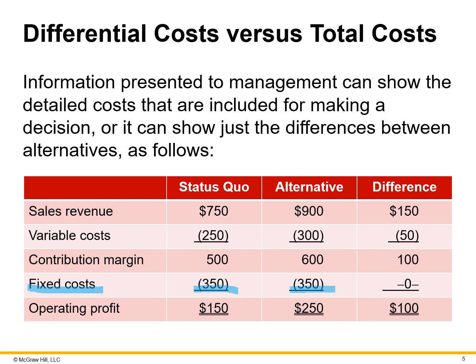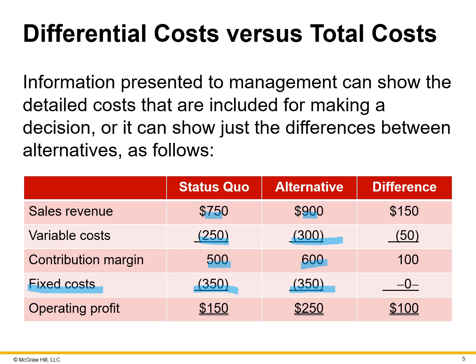Things that do change are sales revenue. That changes, so that's something that we would consider. Variable cost is different, and so that also makes contribution margin different. So again, the differences are something that we would consider when trying to decide which alternative to choose. But something like fixed costs, since that's the same, that's not going to play into our decision.